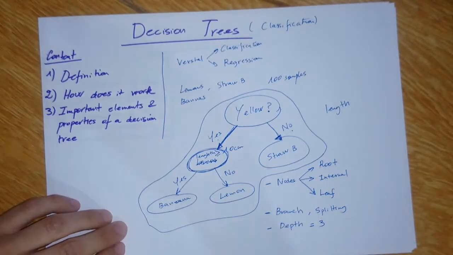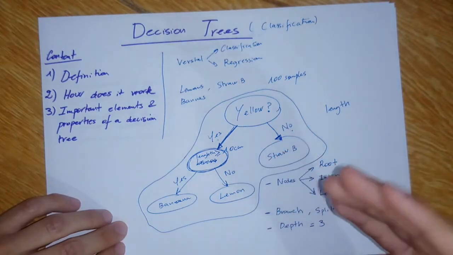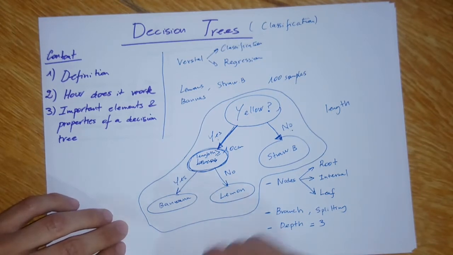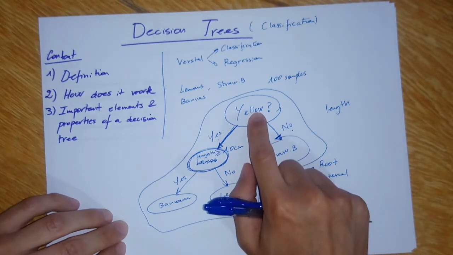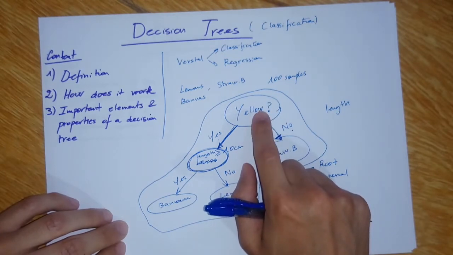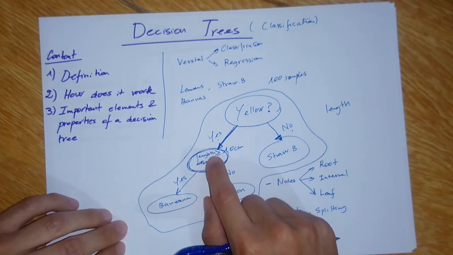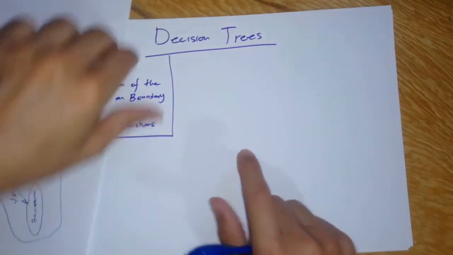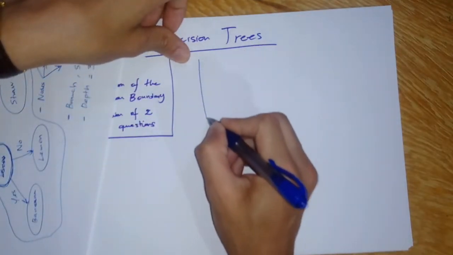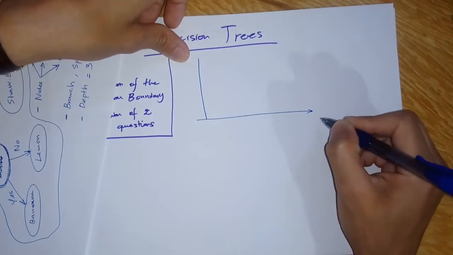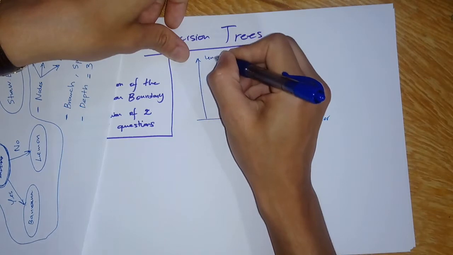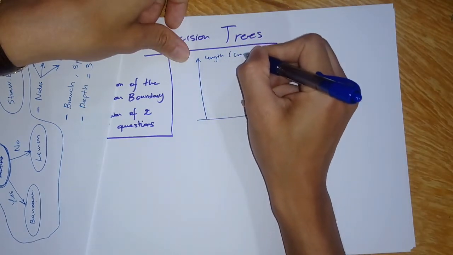Well, of course, before forming a feature space, we have to see what is the number of features I have. Well, I have two features. The first is color, because I'm asking here a question about whether the sample is yellow, and the second feature is the length. So I will have a feature space that is formed of two dimensions. This is the first dimension, this is the second dimension. This is color, and this is the length in centimeters.